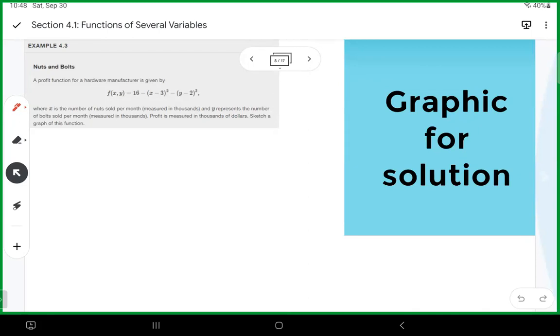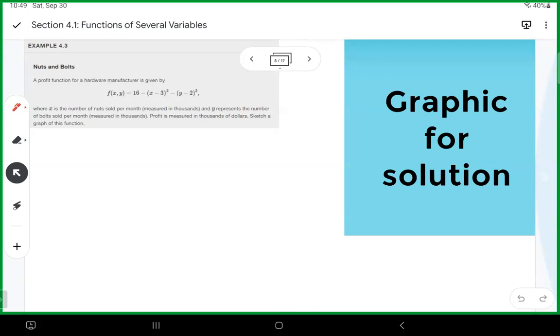Okay, so nuts and bolts. A profit function for a hardware manufacturer is given by f of x, y equals 16 minus the quantity x minus 3 squared minus the quantity y minus 2 squared, where x is the number of bolts sold per month measured in thousands, and y represents the number of nuts sold per month measured in thousands. Oh, nuts and bolts. Okay, sorry. Profit is measured in thousands of dollars. Sketch the graph of the function.